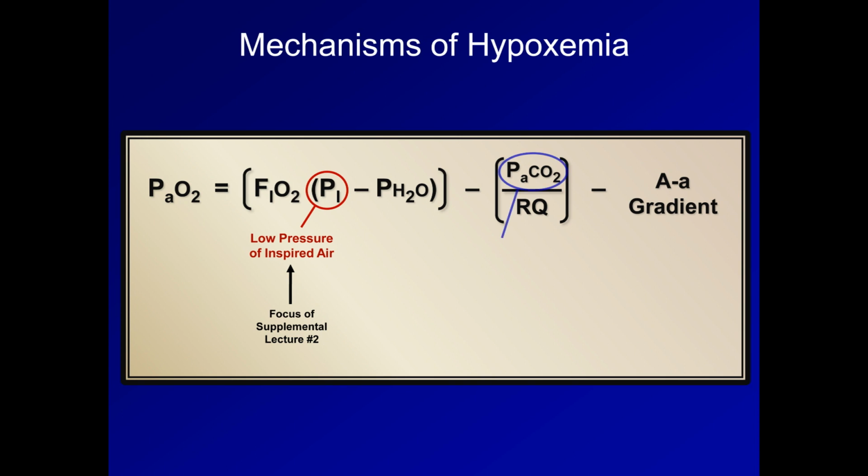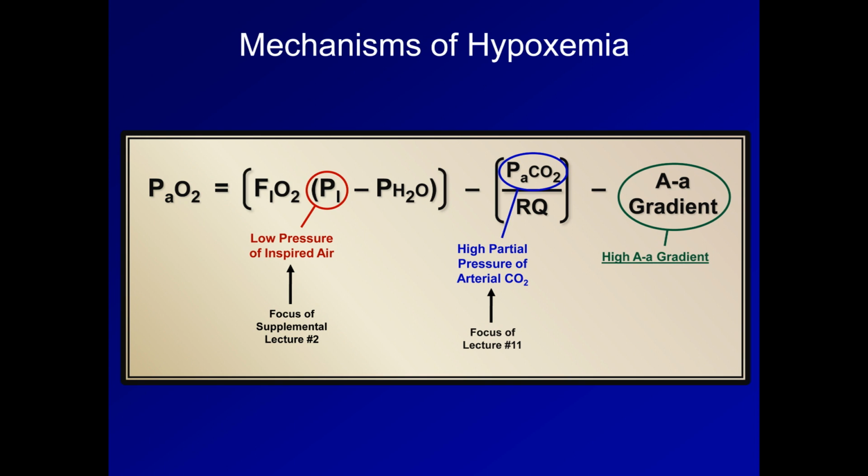Next, the partial pressure of arterial CO2 can be high. This is more commonly and succinctly known as hypoventilation, and the specific etiologies of hypoventilation are the entire focus of lecture number 11 on respiratory acidosis. Finally, there can be an elevated AA gradient. There are 3 more specific mechanisms that fall into this category: impaired diffusion, something known as VQ mismatch, and finally a shunt. These will be the focus of this lecture.